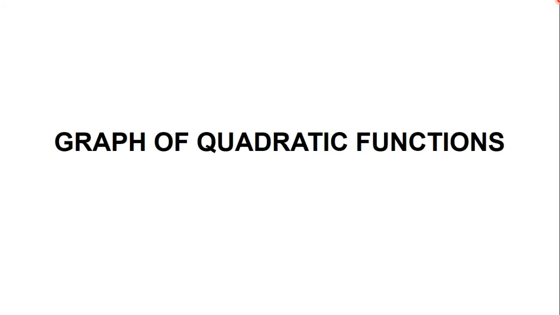Welcome back. We are still on the topic graph of quadratic functions. In the previous video, we solved some questions on using the graph of a quadratic function to find the values of x for which the function y is positive or negative. In this video, we are going to learn how to use the graph of a quadratic function to find the values of x for which the function y increases or decreases as the values of x increases or decreases.